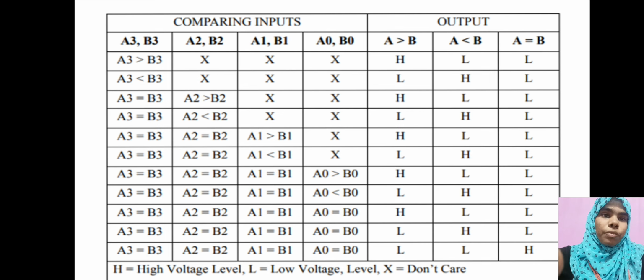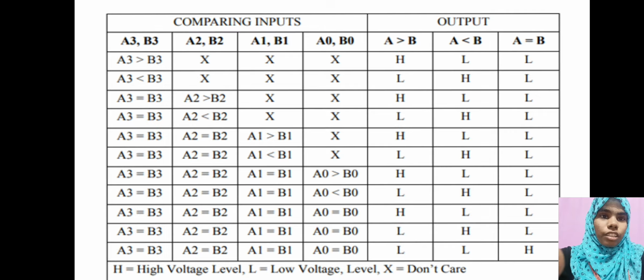Obviously A less than B. There is a 1, and the rest are don't cares, and the output is A less than B. Or the rest are all zeros. Same as before, all terms we realize like that.